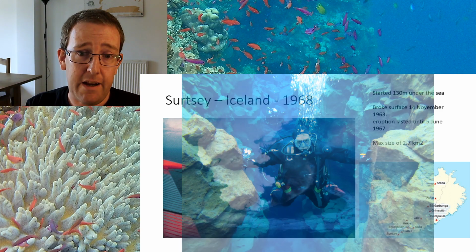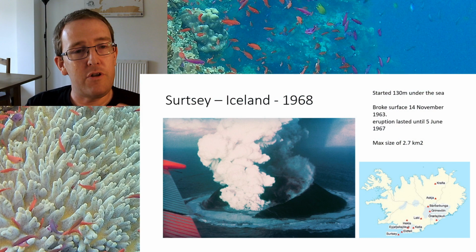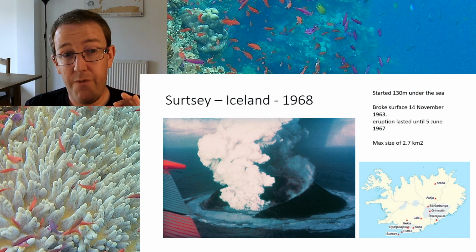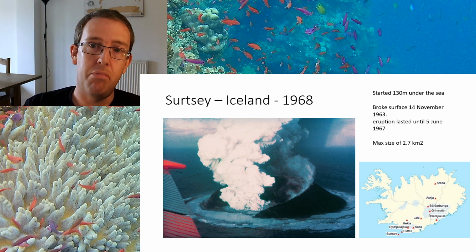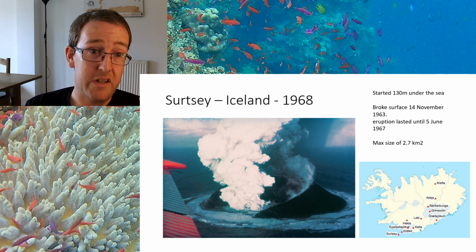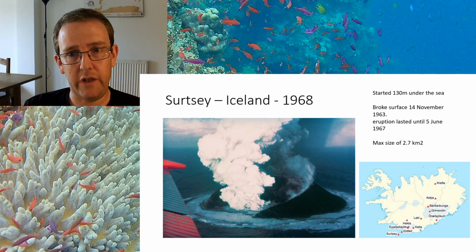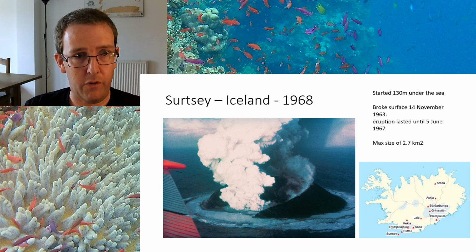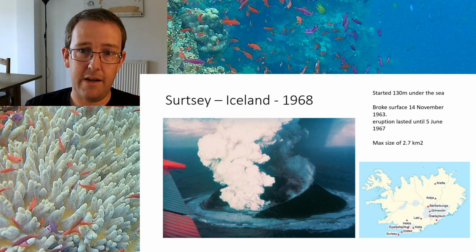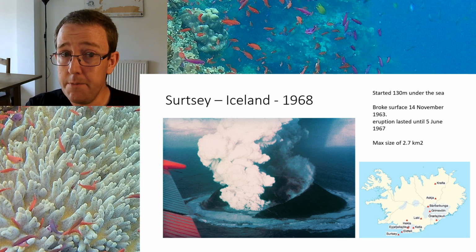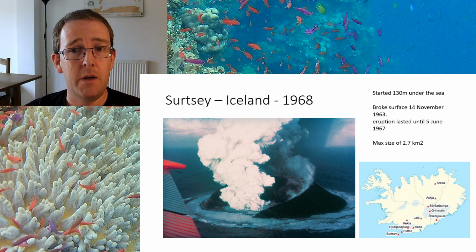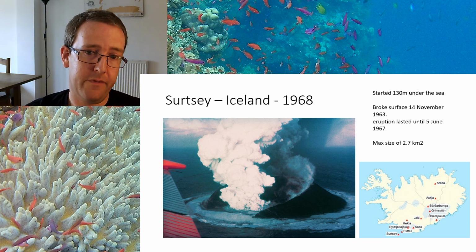Okay, but that tearing apart means that you get eruptions and you get new volcanic land, and it's a very rare example of primary succession. So this island started 130 metres under the sea, and it broke the surface with a continued, long-lasting eruption on the 14th of November 1963, and the volcanic activity finished in 1967. It's a very small island, so it's starting to erode away again now, 2.7 kilometres square, okay?